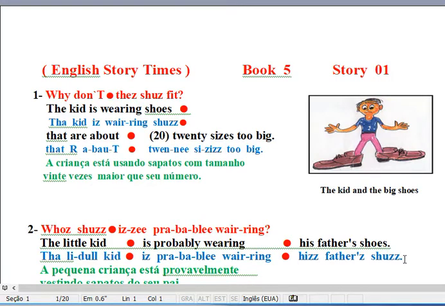English Story Times, Book 5, Story 1. The Kid and the Big Shoes.